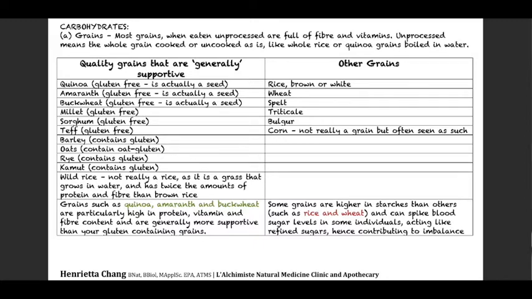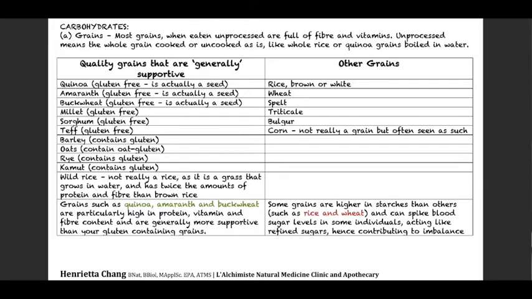So what we find is that the raw unprocessed grains, when they're then cooked, are actually more nutritious in many ways to the body in terms of the package of ingredients that it actually brings, particularly when we're dealing with things like fiber. So if we look at the grains on the left-hand side of the table there that are quality grains that are generally supportive, we're dealing with some which are actually like a seed essentially.